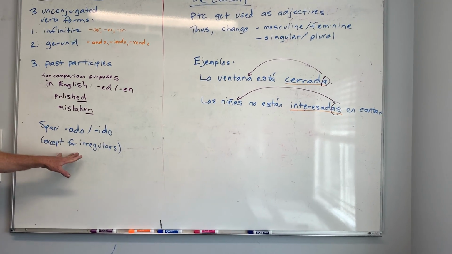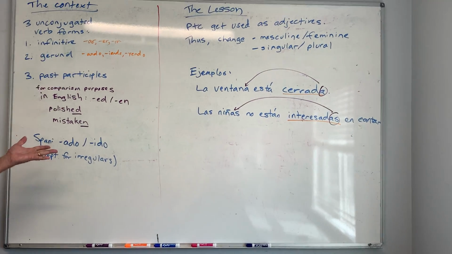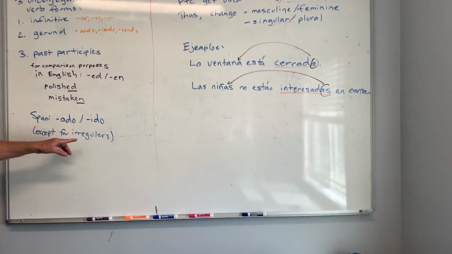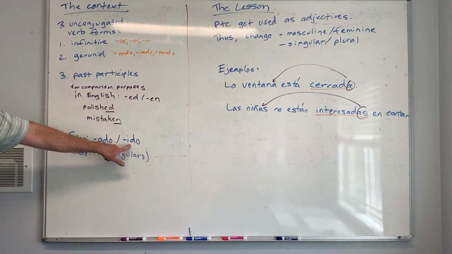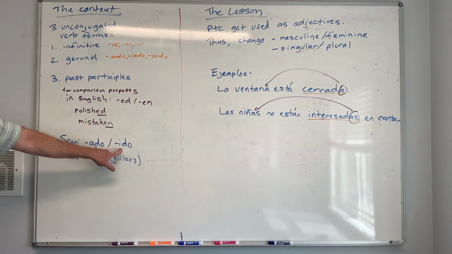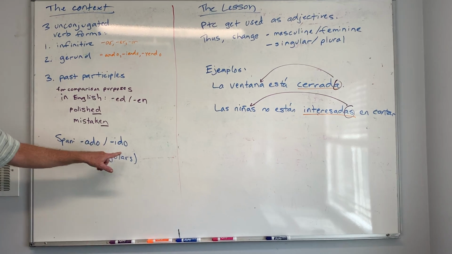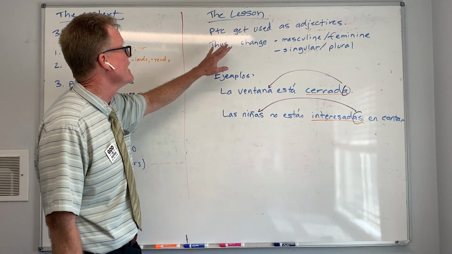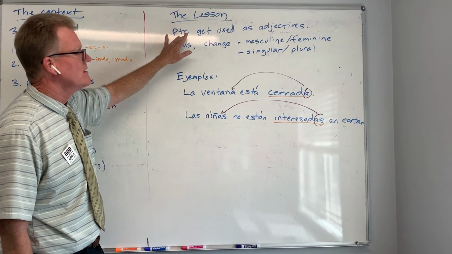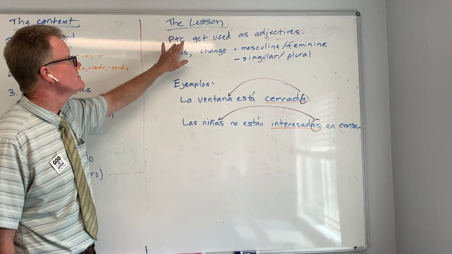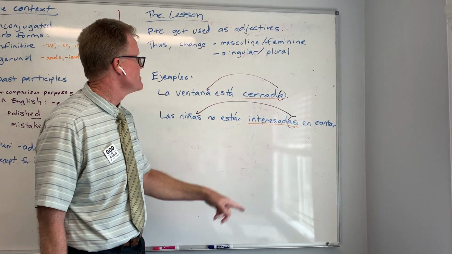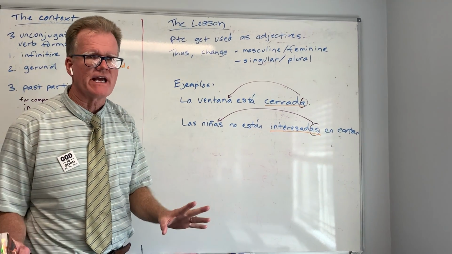And then, of course, there's irregulars. Just like in English, there's irregulars. We'll look at the irregulars later. Don't worry about it. Just be aware that there can be other forms that are neither -ado nor -ido, and they're still participles. So we'll look at those later. So the lesson today is we're going to look at participles and how they get used as adjectives. This is both English and Spanish.